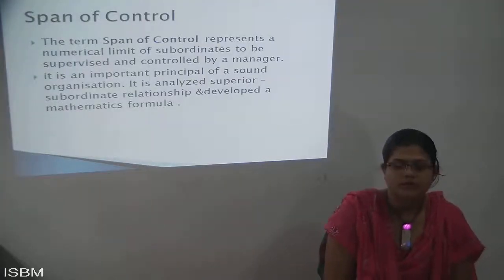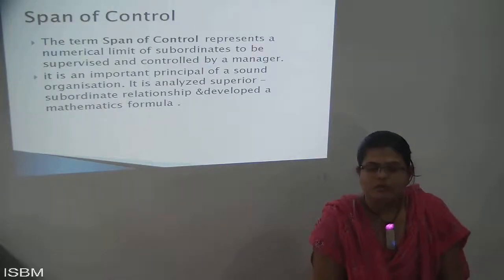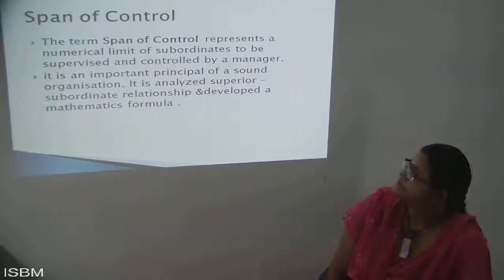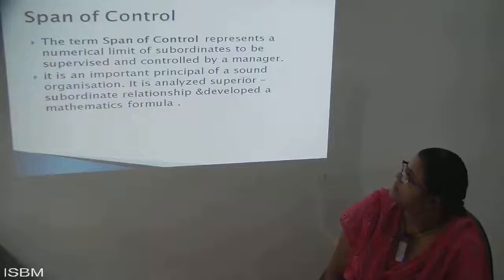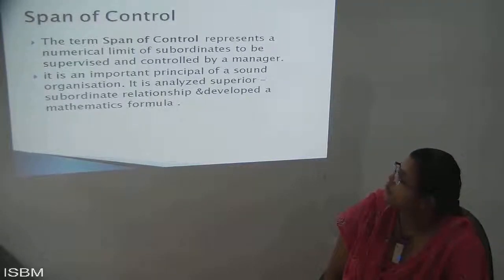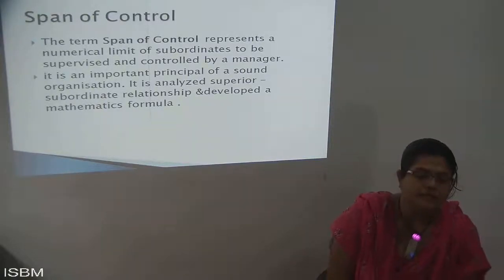Span of control. Now in this, as has been said, this term span of control represents the numerical limit of subordinates to be supervised and controlled by the manager. It's an important principle of a sound organization. It analyzes the superior and subordinate relationships and develops a mathematical formula.